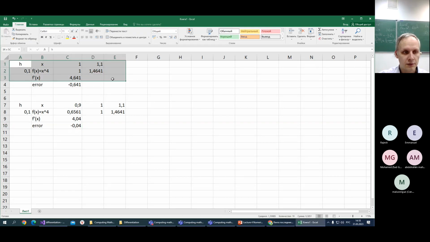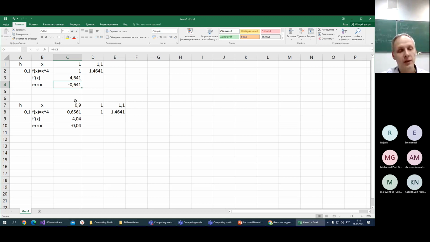Let's compare the error. When we apply the first formula, the error was 0.641. Here, the error is 0.04. The error becomes 10 times smaller. And it's great. It's great that we find the value of the derivative with so small error.